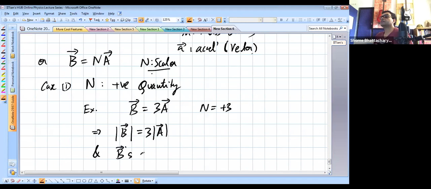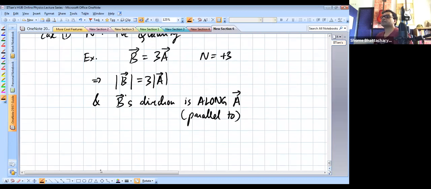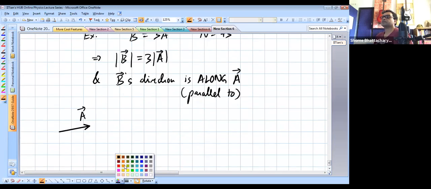And b's direction is along a. It is the same direction as a, or you can say it is parallel to the vector. Okay, so that is the first case. How we represent this in a diagram would be something like this. Suppose I am given the vector a is like this. This is the vector a. And I tell you that the vector b is 3 times vector a. So this is how I represent the vector b. It would have to be parallel to this, but it would have to be 3 times in length.